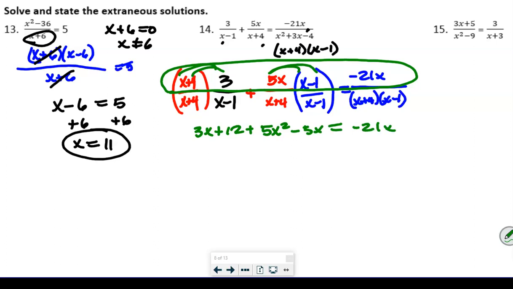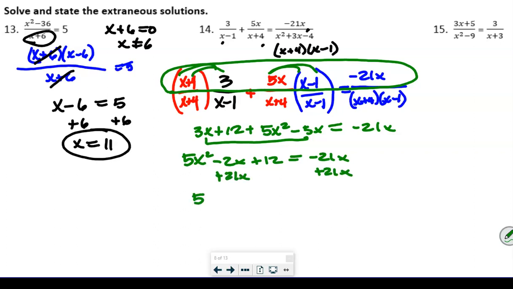So now what we're going to do is just simplify this, right? So I'm going to write my 5x squared because I don't have another x squared. We do have a 3x and a -5x. That's going to be minus 2x plus 12 equals -21x. So we're going to add that 21x to both sides. So that's going to give us 5x squared plus 19x plus 12 equals 0. Okay, remember, to get our number that we're going to work with here, we're going to multiply a times c. So that's going to give us 60.